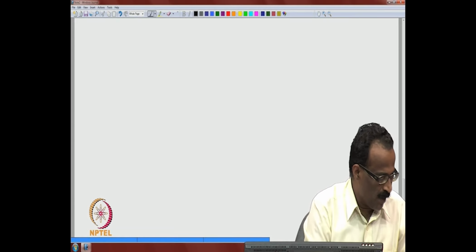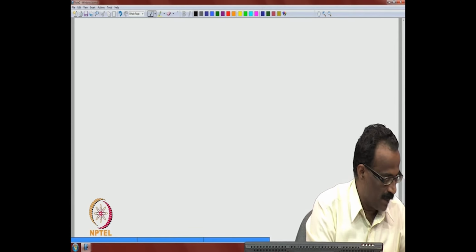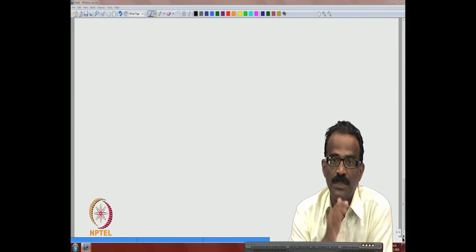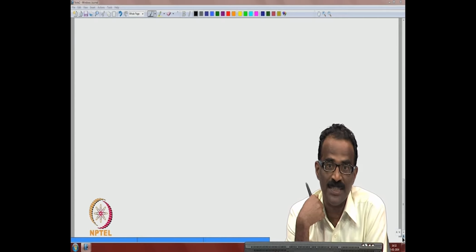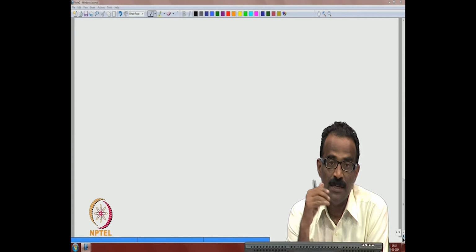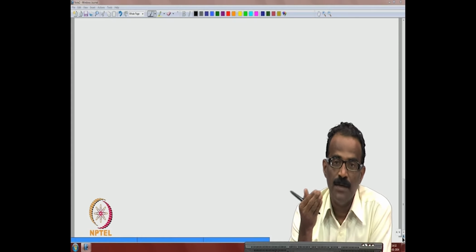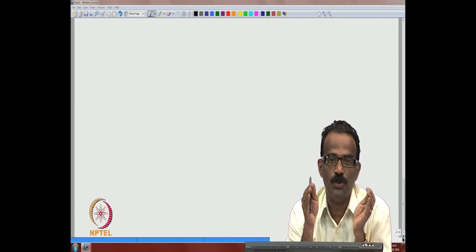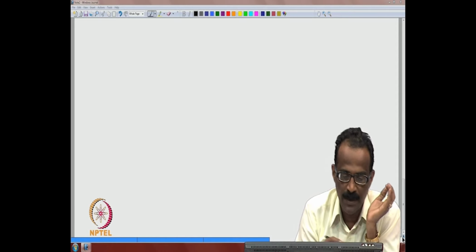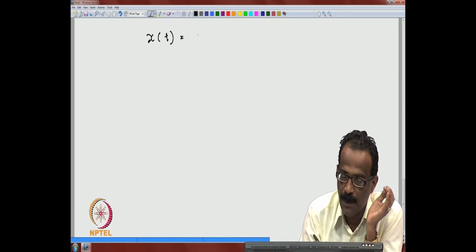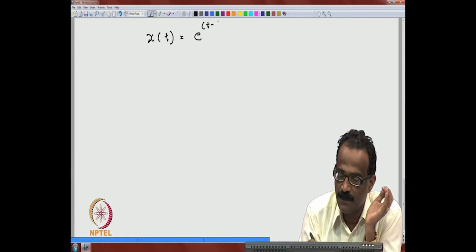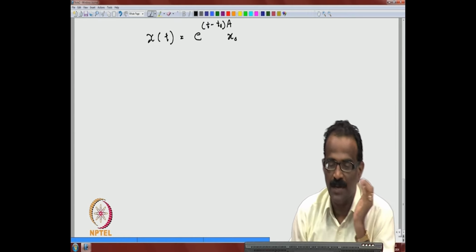So, we may wonder what more is to be done here. The issue is that you already proved the existence and uniqueness. Again, if you go back to our second order linear equations, just obtaining solutions is not enough. Just like here, we have the representation of the solution x t in the form e power t minus t naught a x naught.